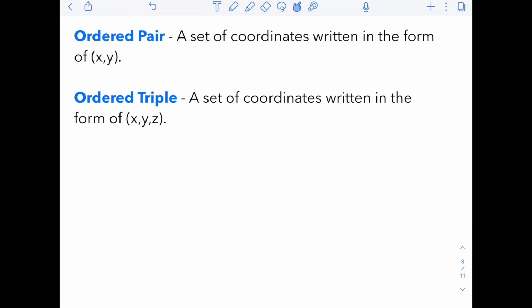It's a set of coordinates written in the form of x, y, z, and that's the solution to a system of three linear equations. And we've seen this before with an ordered pair. It's pretty similar. An ordered pair is a set of coordinates written in the form of x, y. Let's take a look at this graphically.